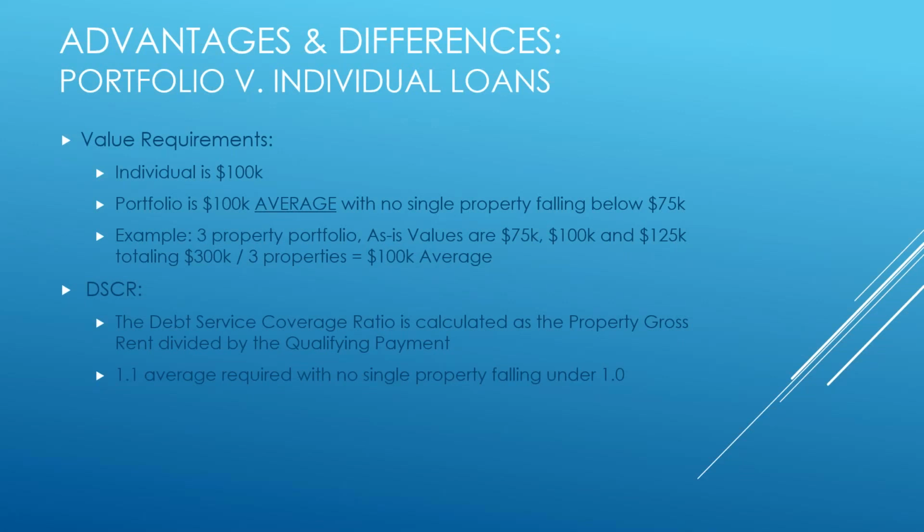An example that would work would be if we had 3 property portfolios with values of 75, 100, and 125. That would be 300 total. Divided by the 3 properties will give us that 100K minimum average.